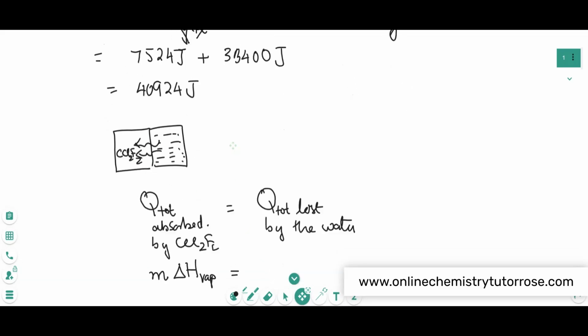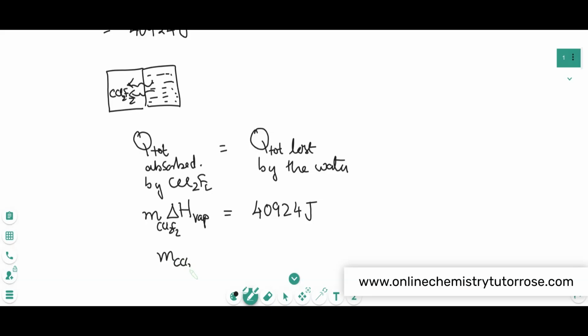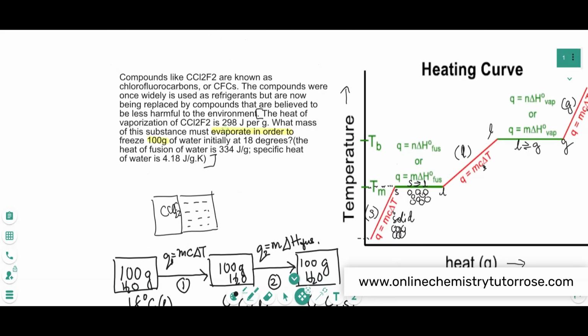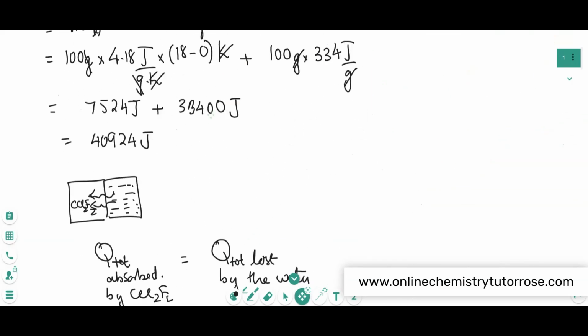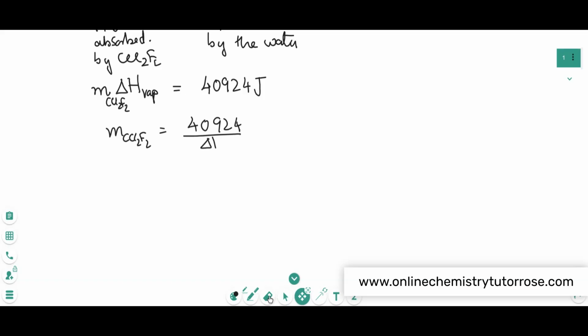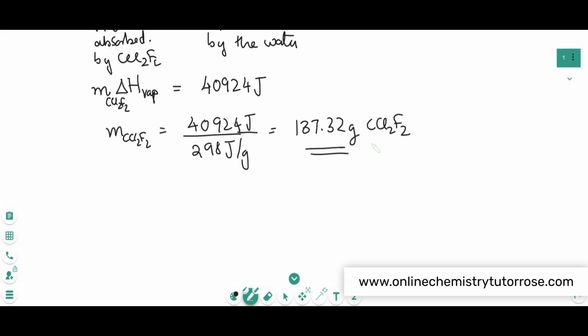That's 40924 joules. The mass of CCl₂F₂ would be 40924 divided by the enthalpy of vaporization of CCl₂F₂, which is given in the question as 298 joules per gram, which gives us 137.32 grams. So this is the mass of CCl₂F₂ that would evaporate in order to freeze 100 grams of liquid water initially at 18 degrees.